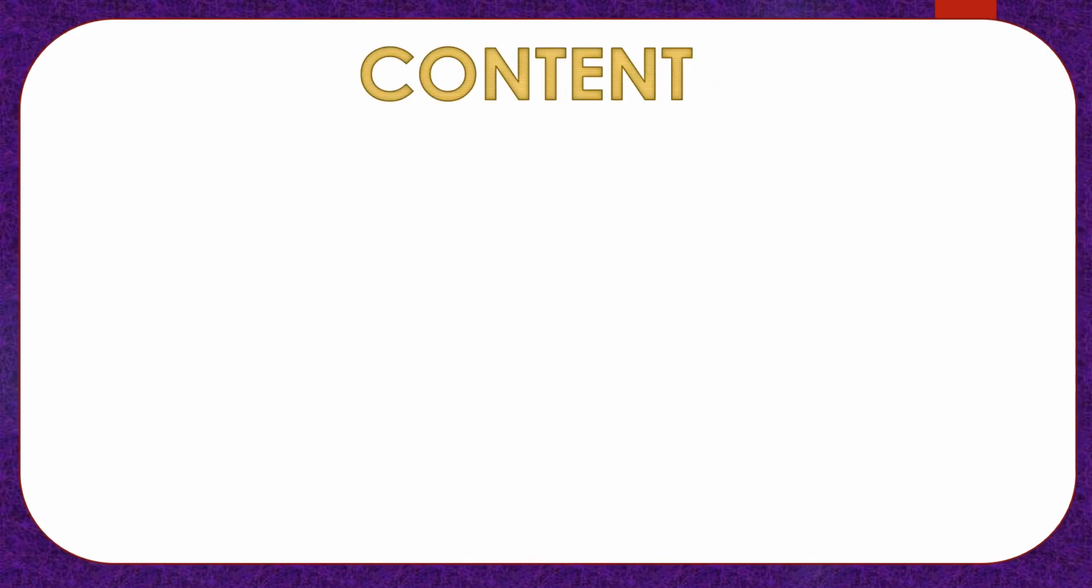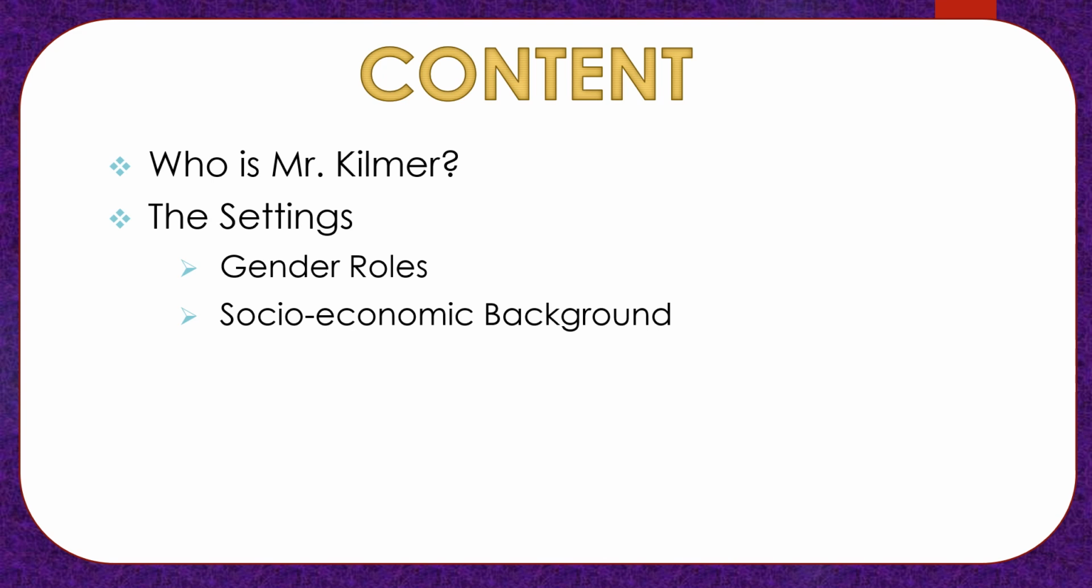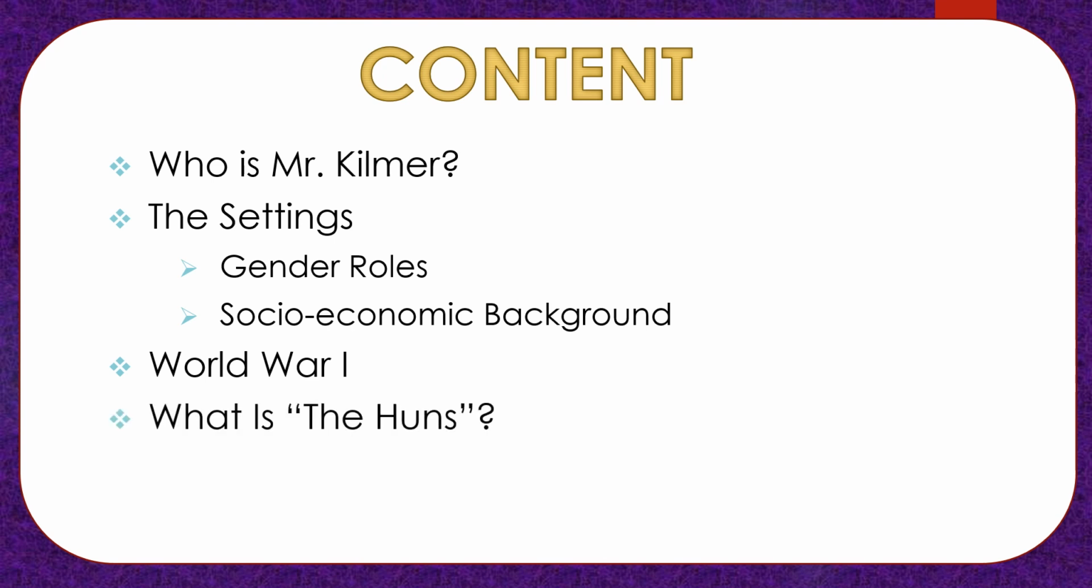In this video, we will first learn about who is Mr. Kilmer. And then, we will look at the settings used in this video and why they are important. Next, we will look at the other setting, which is World War I, and how it affects the plot of this novel. And then we also will learn about the real meaning of the HUNS, and finally about what are Liberty Bonds.